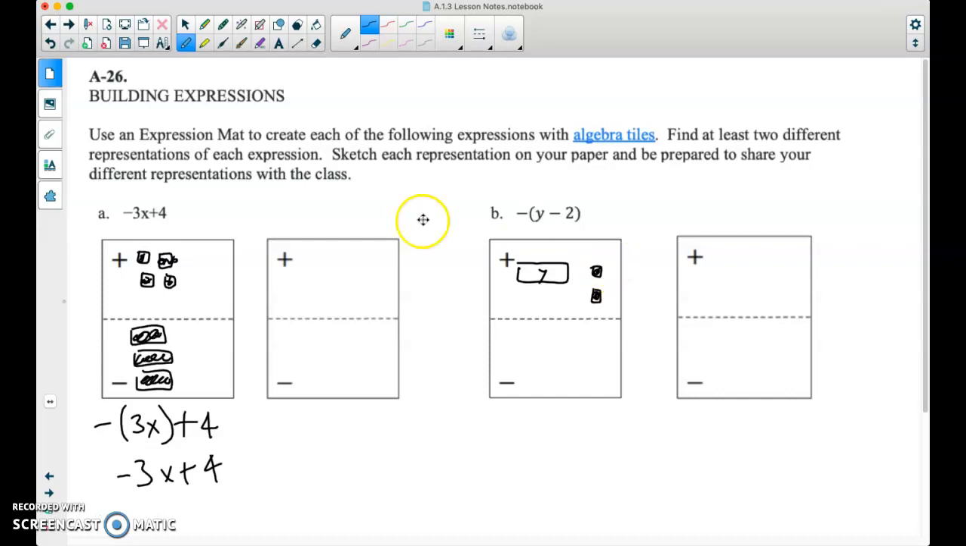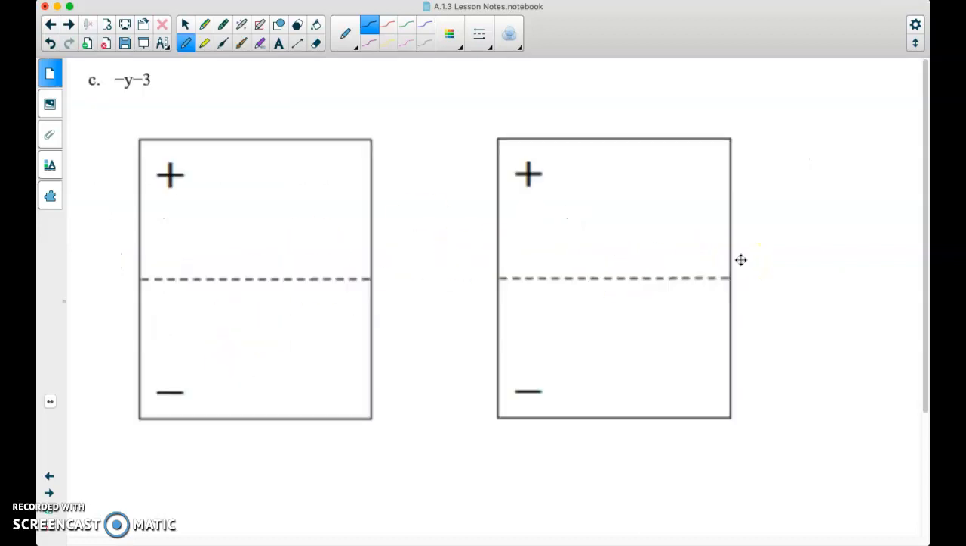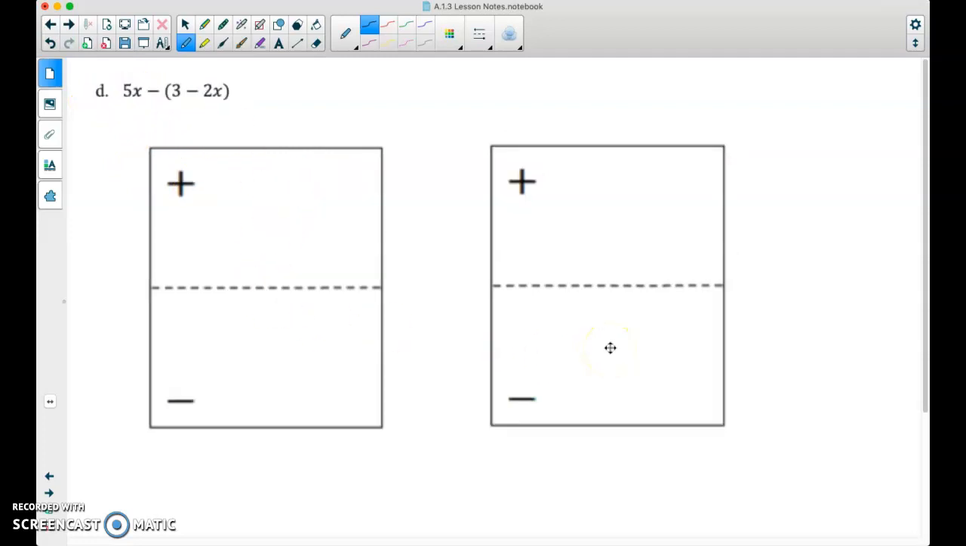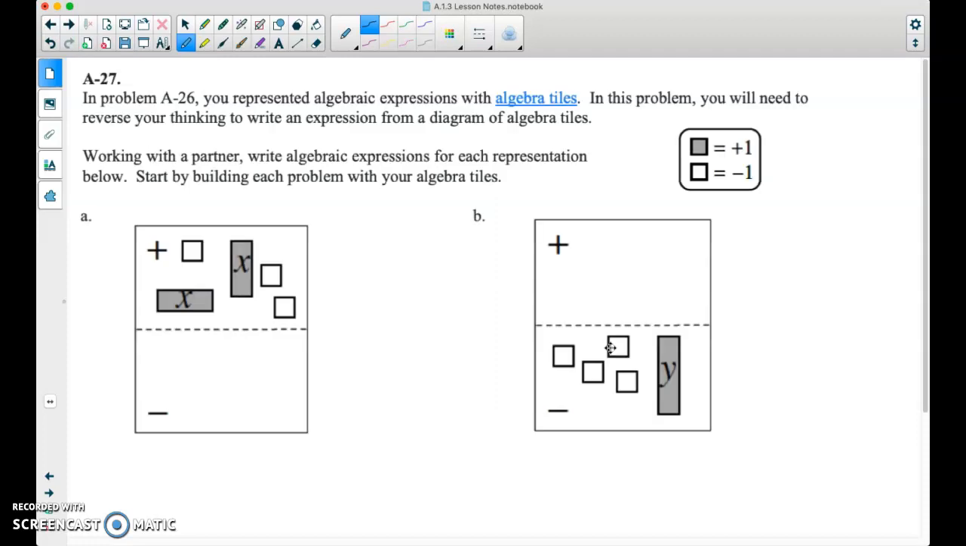So I will let you figure out a different way to do both of those different things. C and D are exactly the same thing, so take a look at those and try to figure out how we can represent this expression with algebra tiles in a couple different ways. Same thing with part D.